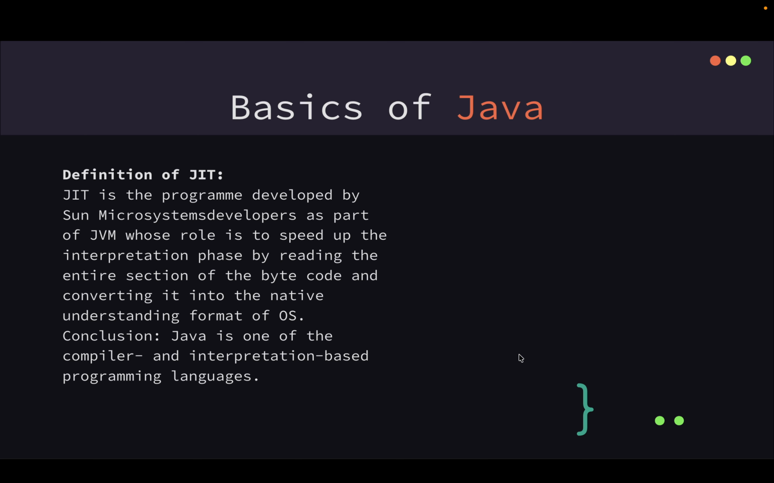So next, here is the definition of JIT, just-in-time compiler. JIT is the program developed by Sun Microsystems developers as part of JVM, whose role is to speed up the interpretation phase by reading the entire section of the bytecode. So previously we had only the interpreter. So the compilation phase is fast, execution phase is slow. After adding the just-in-time compiler to the JVM in the execution phase, it speeds up the entire bytecode reading with the help of the interpreter plus the just-in-time compiler, both we have. So to read the entire bytecode and convert into the native understanding format. Okay. Java is a compiler and interpretation based programming language.